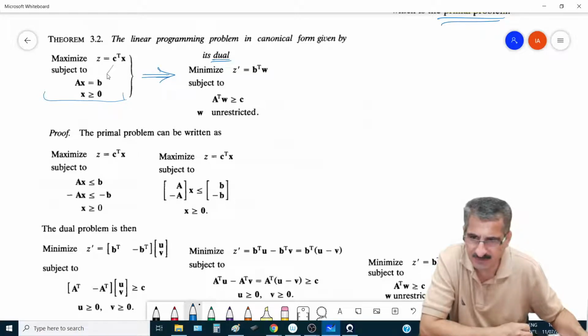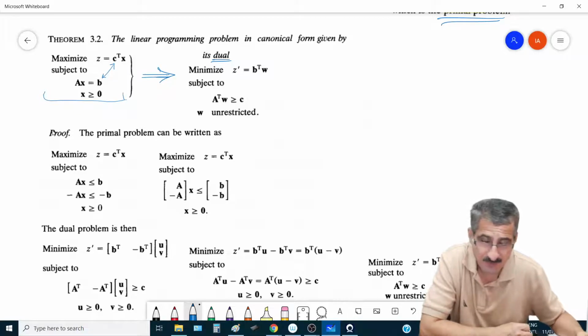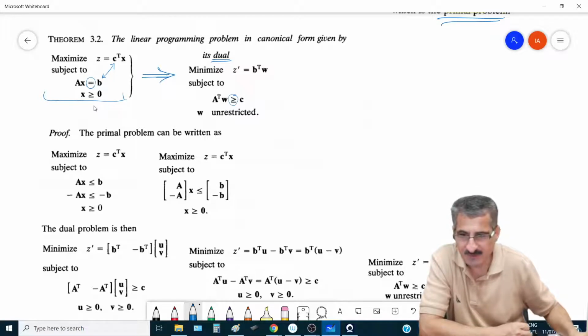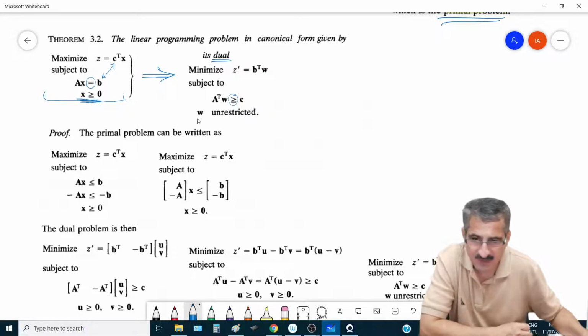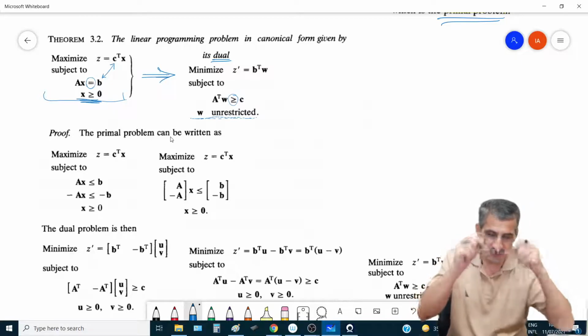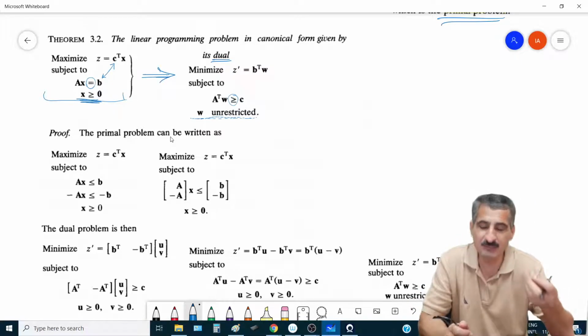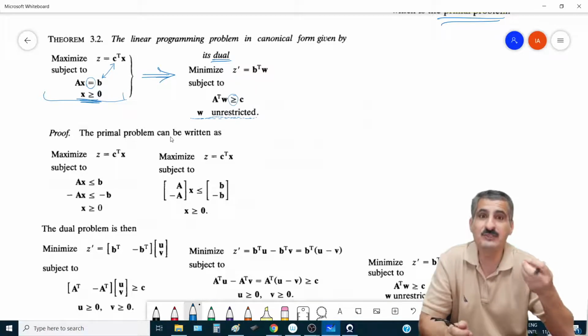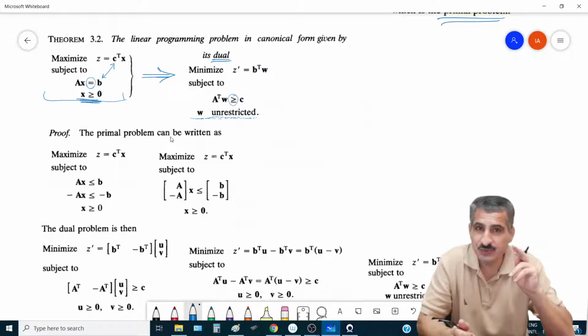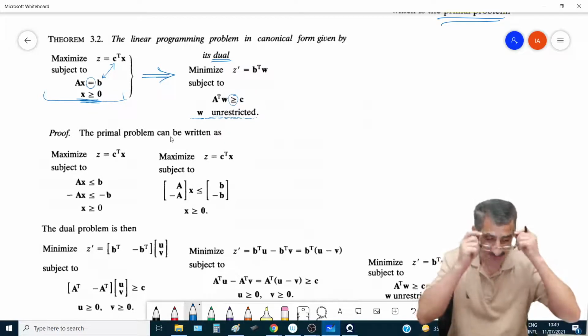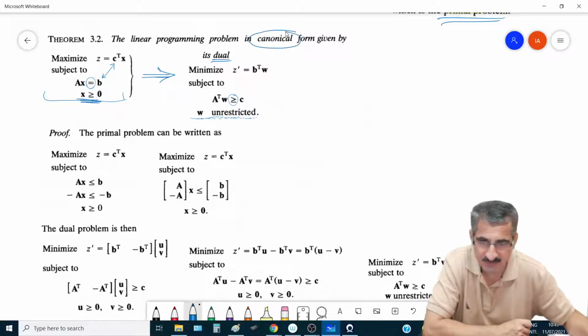It's dual. Again, interchange this and this. Okay. But here we have equality, and here we have inequality. Here we have x to be positive. Here we have w is unrestricted. It can be positive, it can be negative. So in this theorem we are saying if we have a linear programming problem in canonical form, then its dual: the constraints in there are inequalities and the variables are unrestricted. So this is the idea if we have it in canonical form.